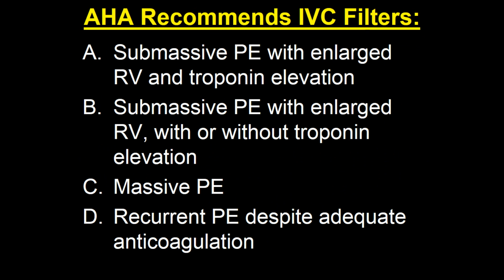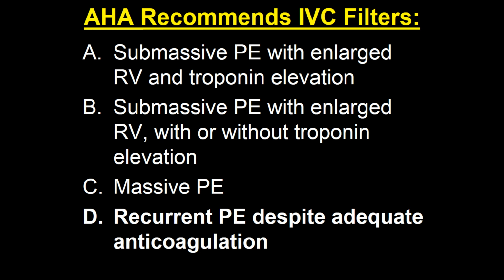And the last single best answer question is as follows. The American Heart Association recommends inferior vena cava filters when there is submassive pulmonary embolism with enlarged right ventricle and troponin elevation, or submassive pulmonary embolism with an enlarged right ventricle with or without troponin elevation, or a massive pulmonary embolism, or recurrent pulmonary embolism despite adequate anticoagulation. Have you selected your vote? Please vote. The answer is recurrent pulmonary embolism despite adequate anticoagulation.